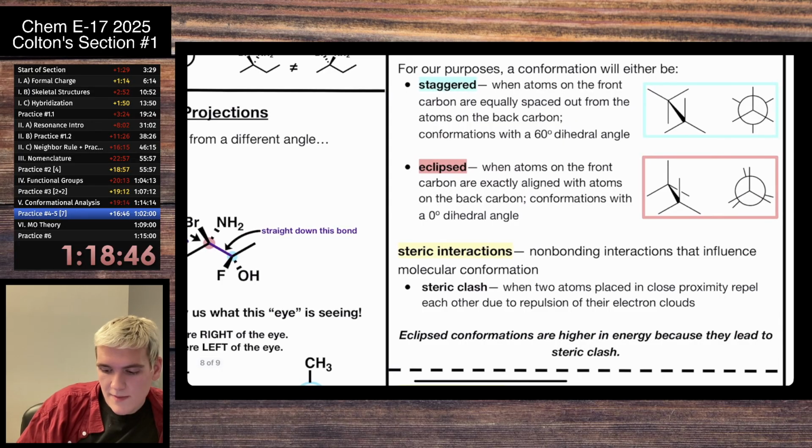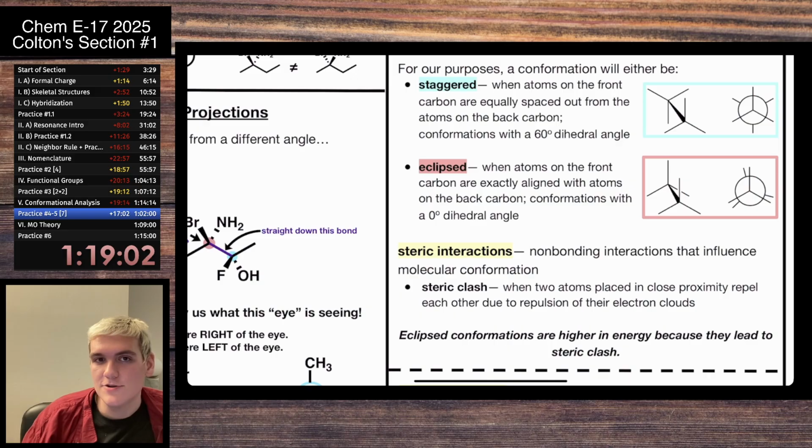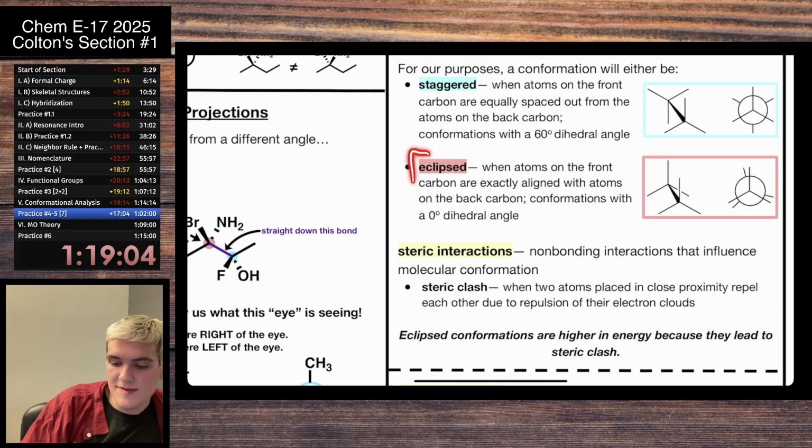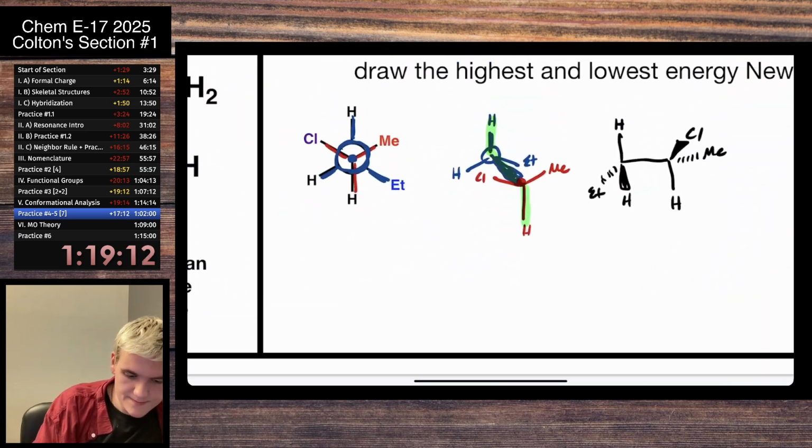So the eclipsed conformation puts the other substituents on the back and the front carbon directly parallel to each other. And so that's going to have a lot of steric interactions. Like things are going to be hitting into each other. Versus staggered spreads things out. So we know that our highest energy conformations are going to be eclipsed, where they're bumping into each other. And our lowest energy ones are going to be staggered, where they're all kind of in these windows. So let me go ahead and draw that.